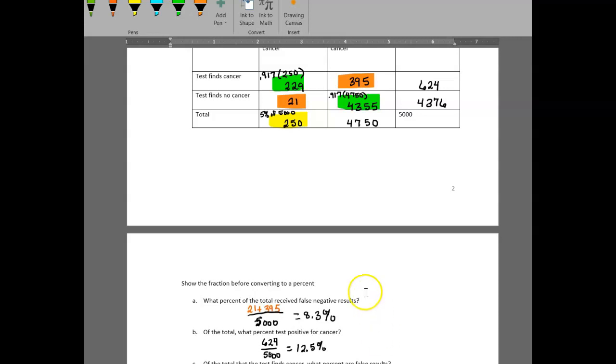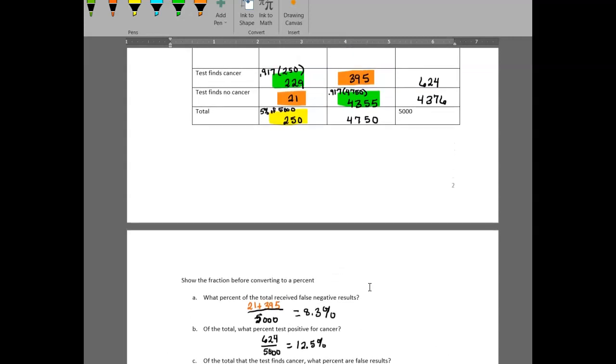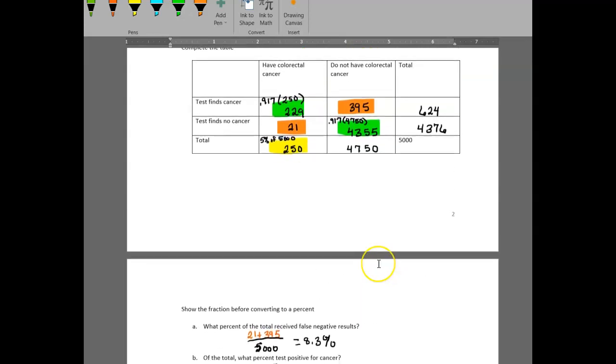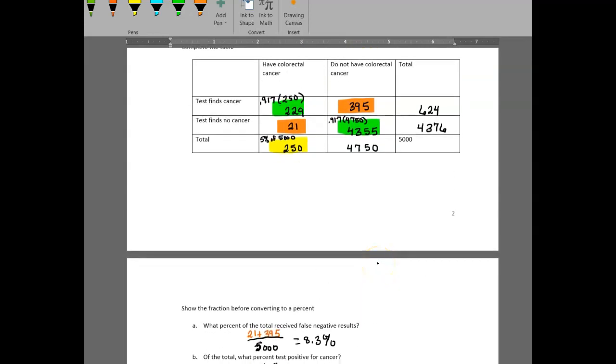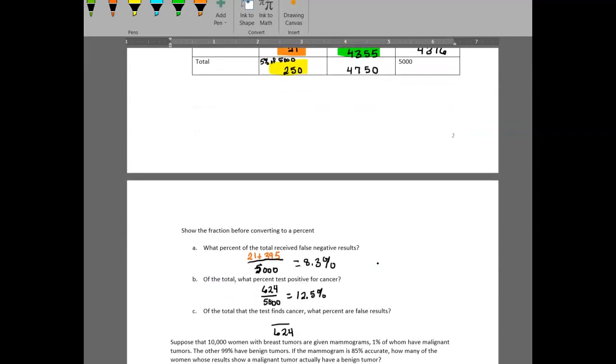And then for part C, of the total that the test finds cancer, so the total that the test finds cancer is at 624. What percent are false results? So, and the false results are 395. And that equals 63.3%.